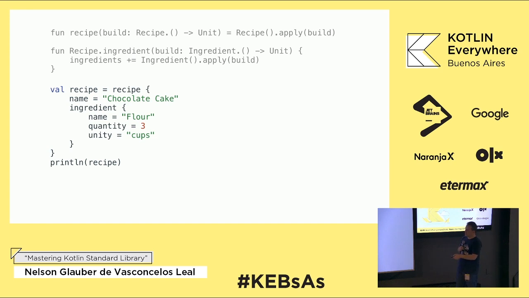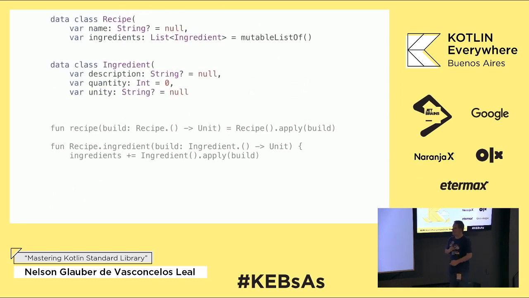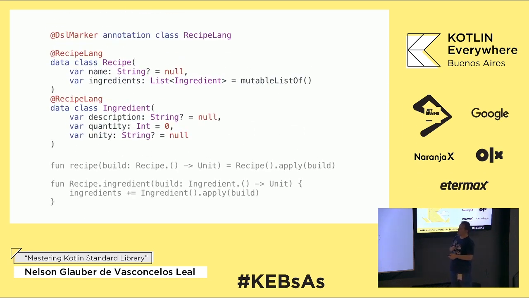Nice. If I call print line, I will get this. Why floor? And description is new. Oh, I see. It's because name is actually the name of the recipe, and I'm setting floor. How can I fix that? Well, one way to fix that is to create a DSL marker. It creates a scope for your DSLs and avoids accessing other scopes. You can just access your own scope, the scope of your class.